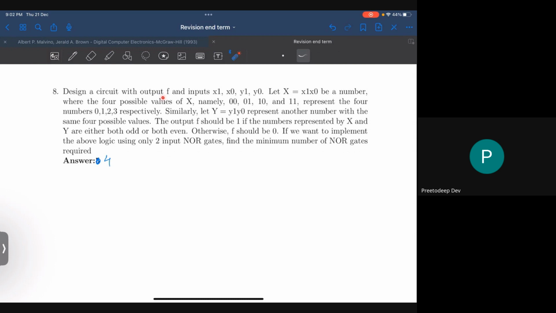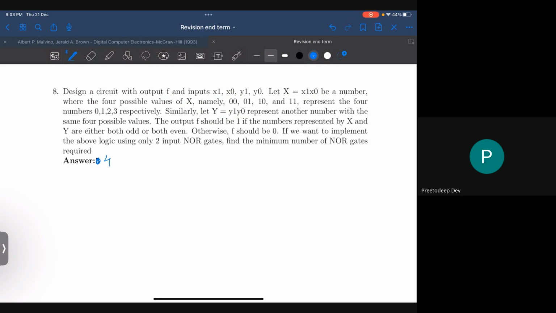Design a circuit with output F and inputs x1, x0, y1, y0. Let x equal to x1 x0 be a number with four possible values 00, 01, 10, and 11, representing the four numbers 0, 1, 2, 3 respectively. Similarly, y equal to y1 y0 represents another number with the same four possible values. The output F should be 1 if the numbers represented by x and y are either both odd or both even. Otherwise F should be 0.